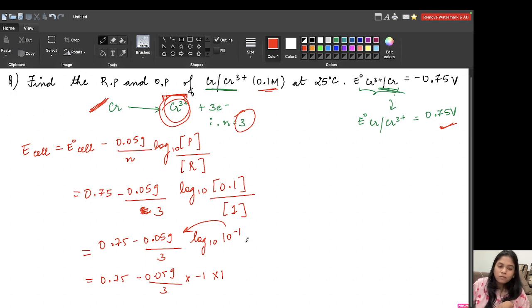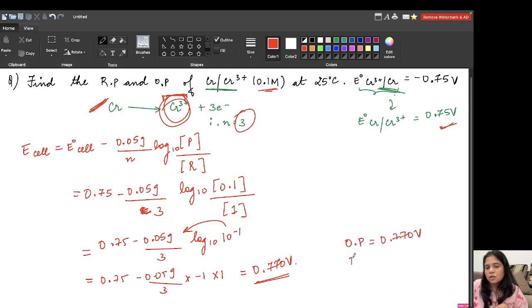So when you solve this, you will get 0.770. That is your oxidation potential. And what will be your reduction potential? Oxidation potential is 0.770 volt and your reduction potential will be minus 0.770 volt. This is how you find the reduction potential and oxidation potential.